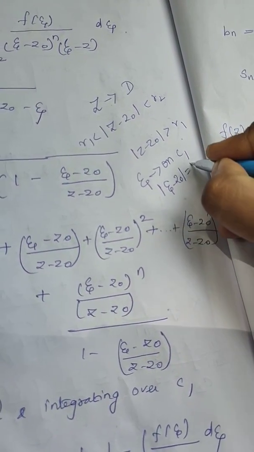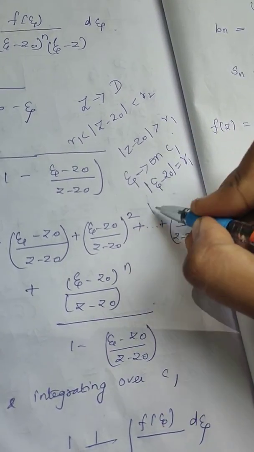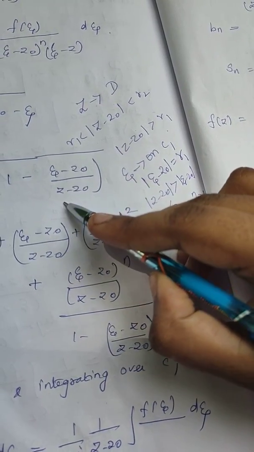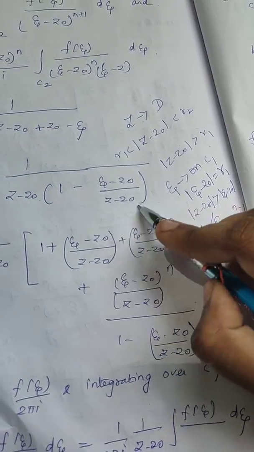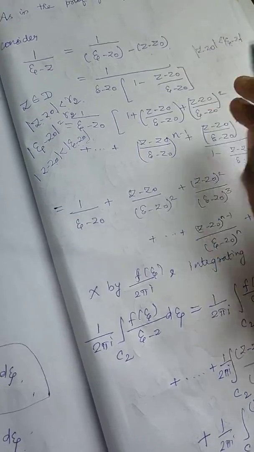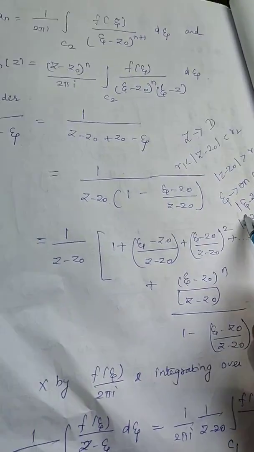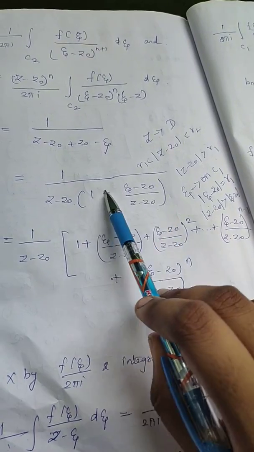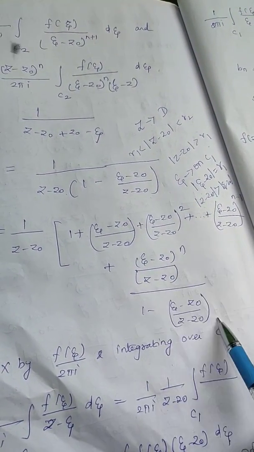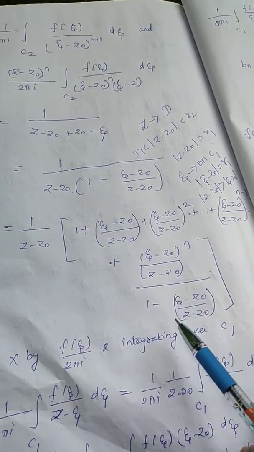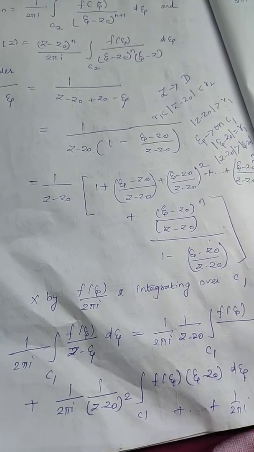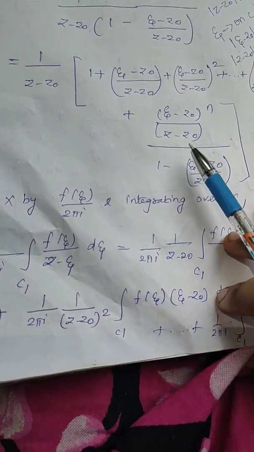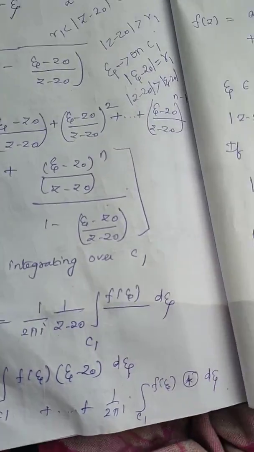Therefore modulus of zeta minus z naught is equal to r1, so modulus of z minus z naught is greater than modulus of zeta minus z naught. Which means modulus of zeta minus z naught divided by z minus z naught is less than 1. Here you have to note the change: earlier the modulus of this term was less than 1, and here also the modulus of this term is less than 1, because of the circle. I have used the same Maclaurin expression to expand this, and the same technique to combine all the terms together. After this step, the same procedure: I multiply by f of zeta divided by 2 pi i and integrate over c1.